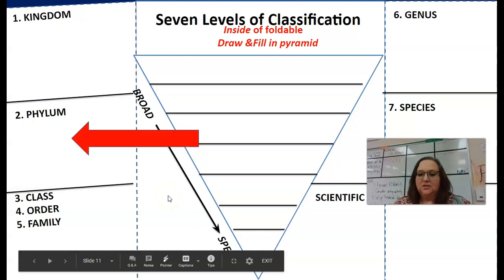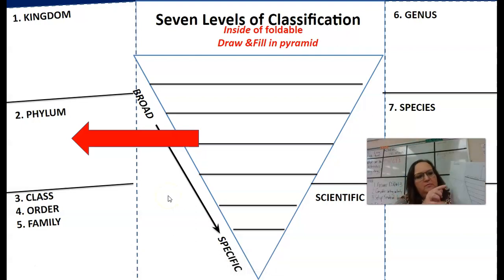All right, the next one, number 2. Your number 2 does not have the word phylum written down. So the first thing you need to do is write phylum on that line. The next slide is going to have the things that you need to write inside that box. So don't forget to write beside number 2, write phylum.